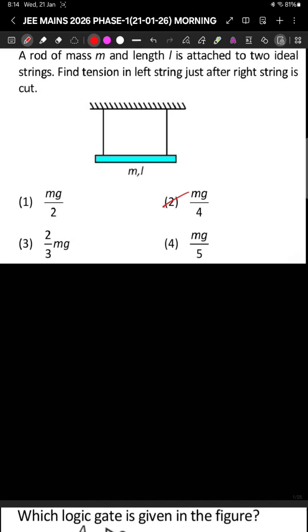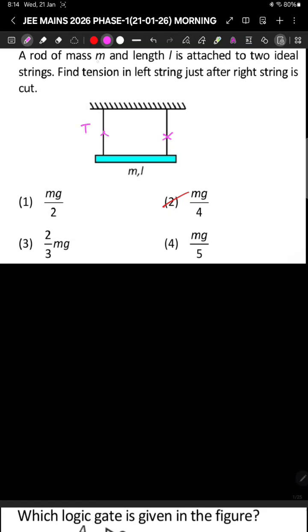Today let us discuss the JEE Mains 21st January morning shift question paper. These are the questions collected from students. First question: a rod of mass m and length L is attached to two ideal strings. Find the tension in the left string just after the right string is cut. So the question was, when you cut this right string, what is the tension in the left string?